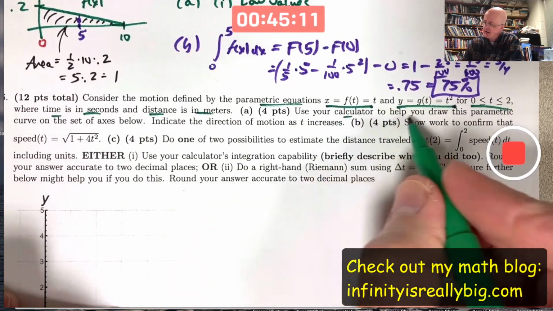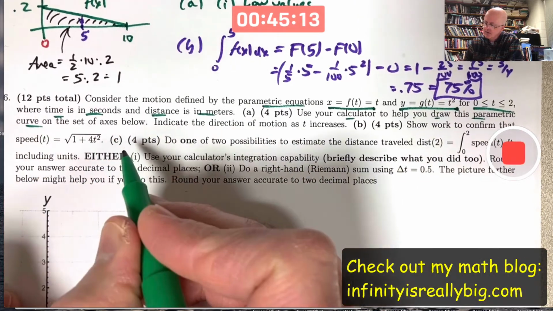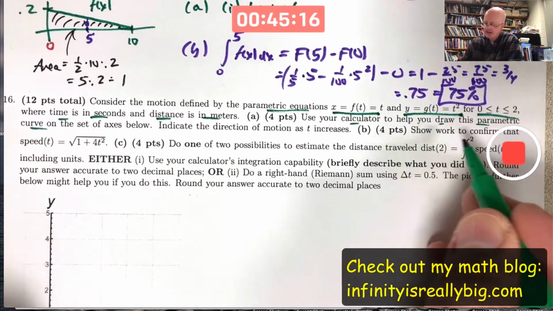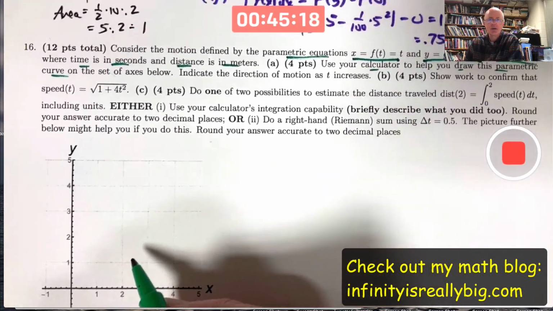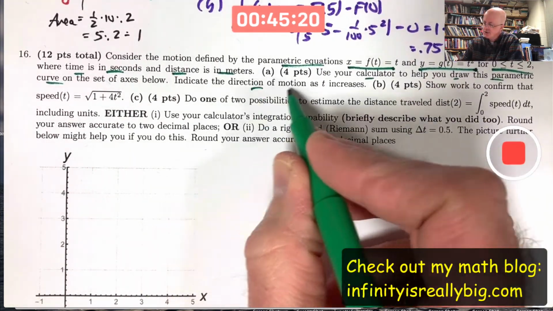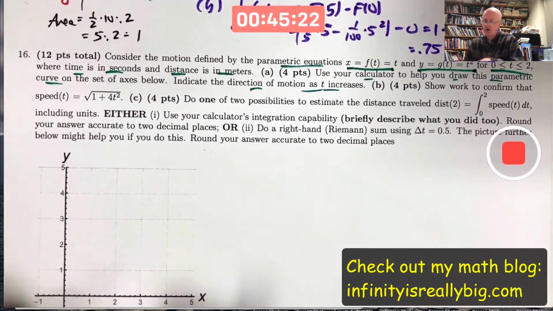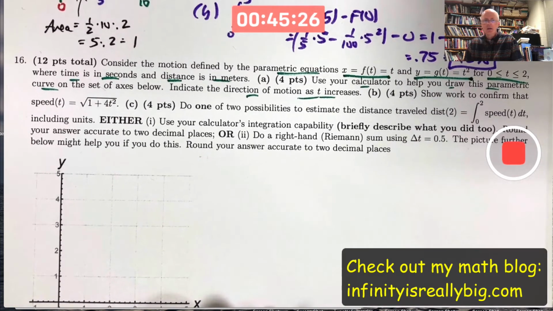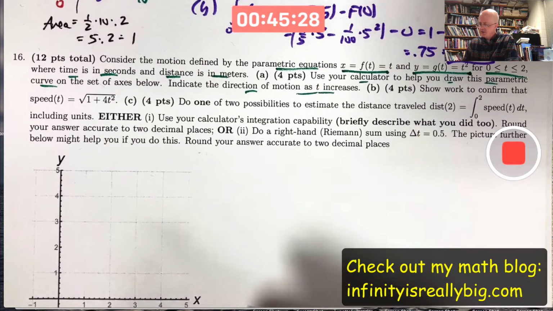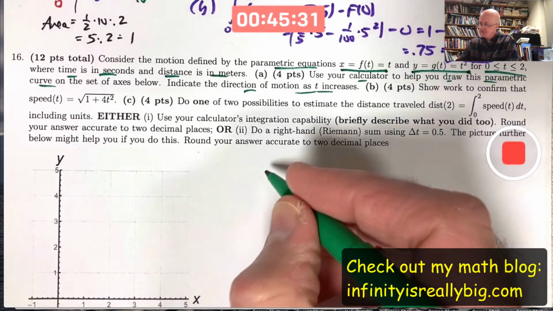Part A, use your calculator to help you draw the parametric curve defined by these parametric equations on the set of axes here. Include the direction of motion as t increases. In other words, draw an arrow on the curve showing you how it moves as t increases. Let me plot a few points and I'll confirm it with the calculator. You can just make a little table here.